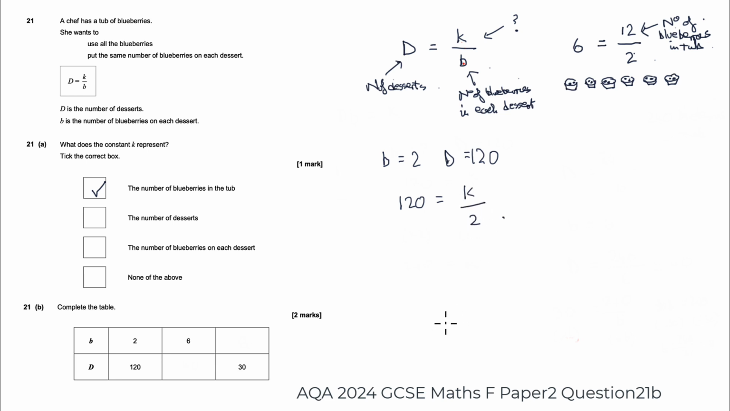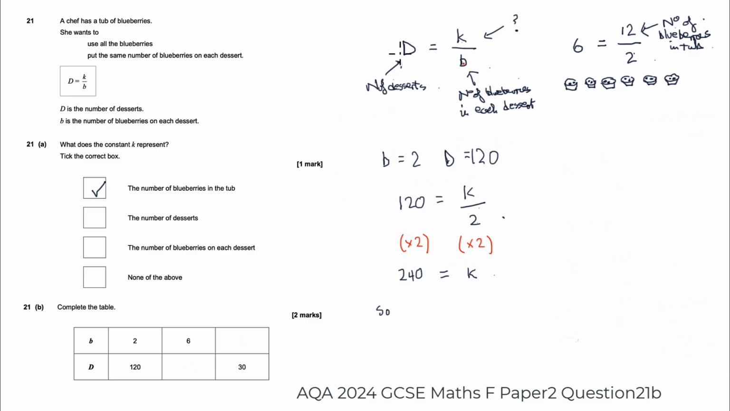Now, what can we do with that? Well, it's like an equation. Let's get rid of this divide by 2. We'd do the opposite, multiplying by 2. And of course, equations are balanced. We'd have to do the same to the left-hand side. So, to get the value of k, we multiply both sides by 2. We'll get 240 on the left. This divide by 2 cancels out with this times 2, and we're left with k. In other words, the number of blueberries in the tub we now know is 240.